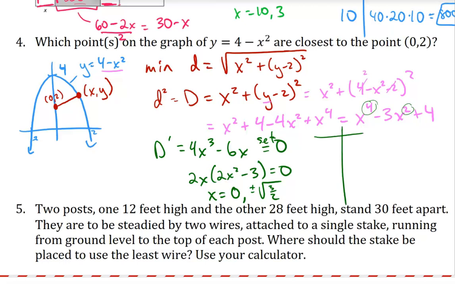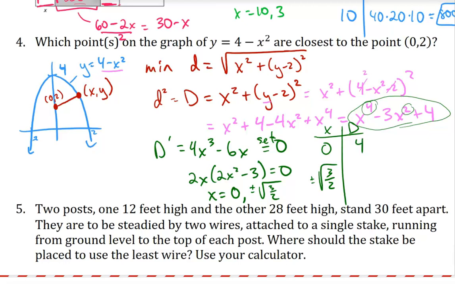I'm testing at x equals 0 and root 3 over 2, again, because plus or minus doesn't matter there. If I plug in 0 back into my square of the distance formula, and again, I can use this one, or I can use the other. It doesn't really matter where I plug it in. I'll plug it in here because that'll be easy. I'm going to get a 4.